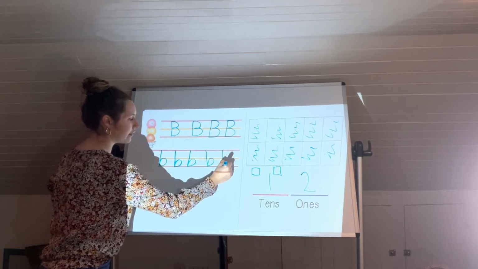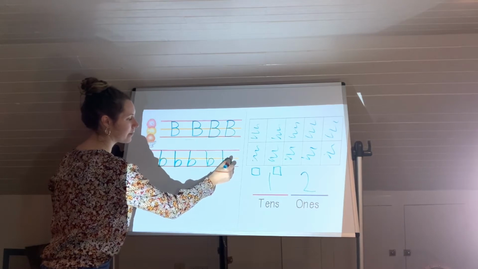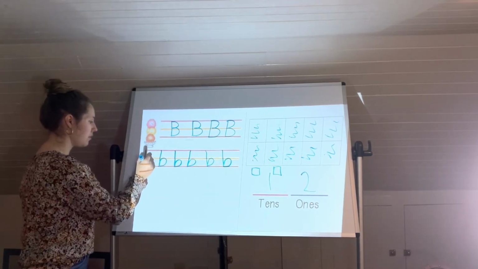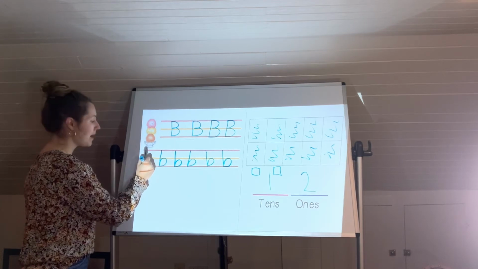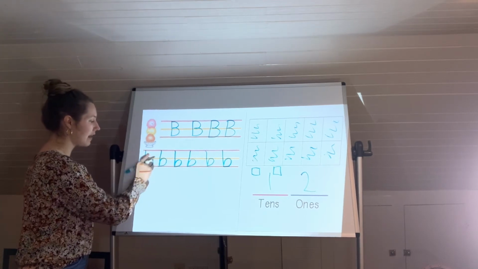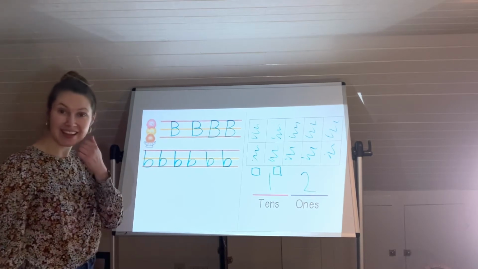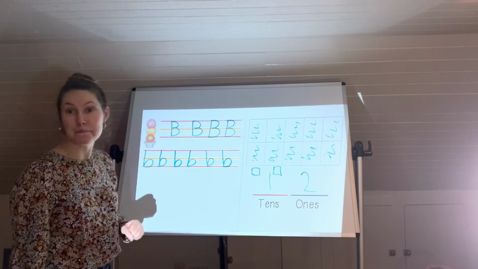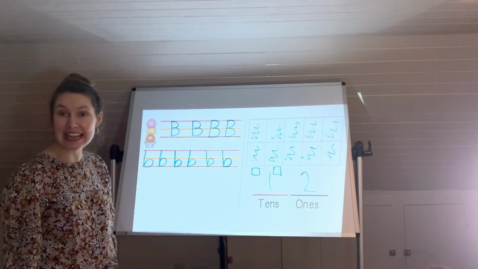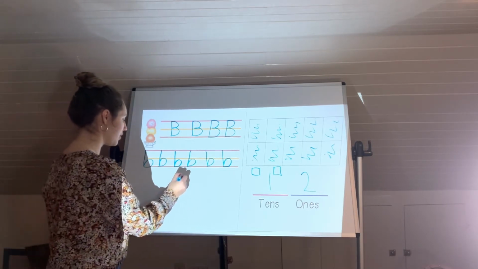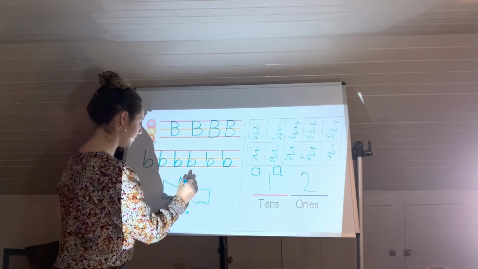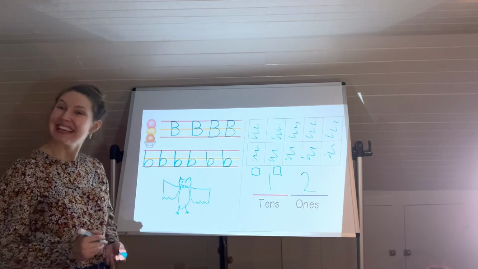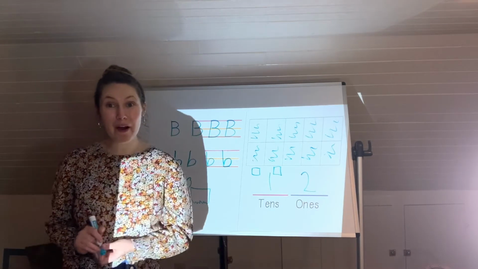Notice I'm not lifting up my pen when I go back up. I made just one movement. So I went down and then I didn't lift up my pen. I just went from the chocolate line, made a circle back around. And that is lowercase b. Now B says b, b, b, like a bat. So I'm going to draw a little bat here. There is my b, b, b, bat. Nice work.